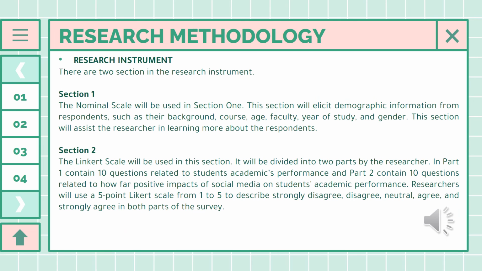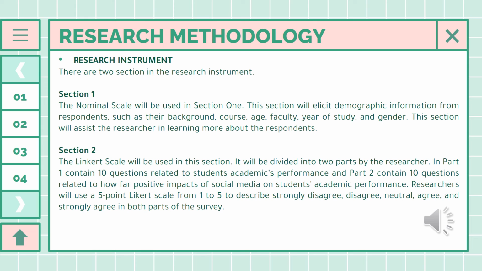For the research instrument, there are two sections, Section 1 and Section 2. For Section 1, the nominal scale will be used. This section will elicit demographic information from respondents such as background, course, age, faculty, year of study, and gender. This section will assist the researcher in learning more about the respondents.